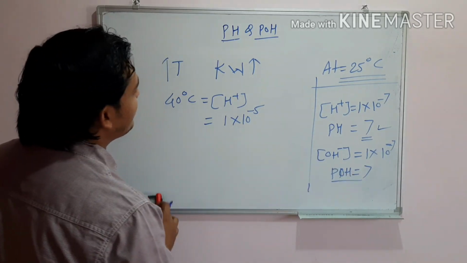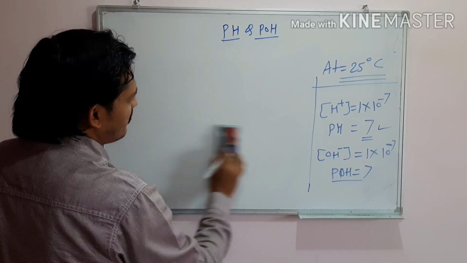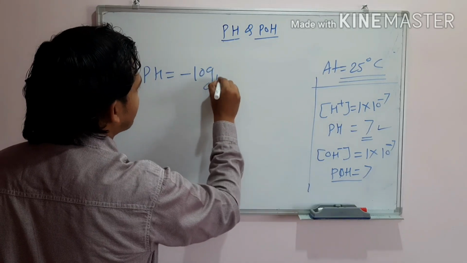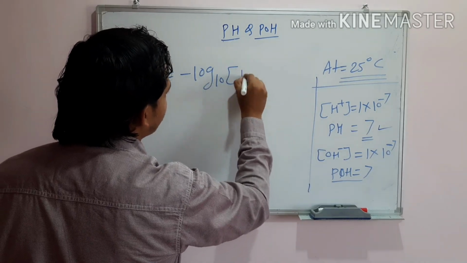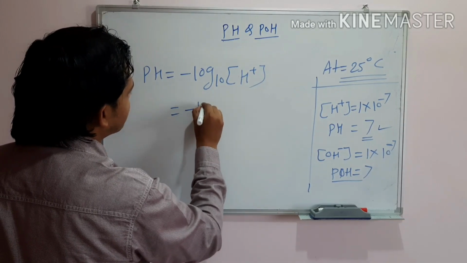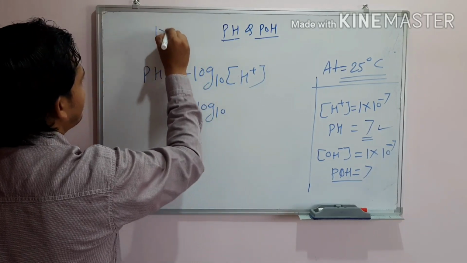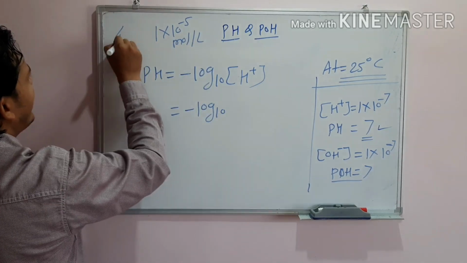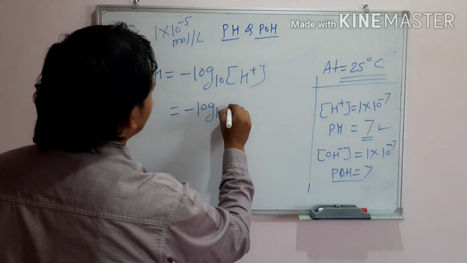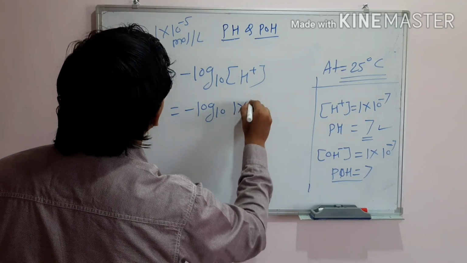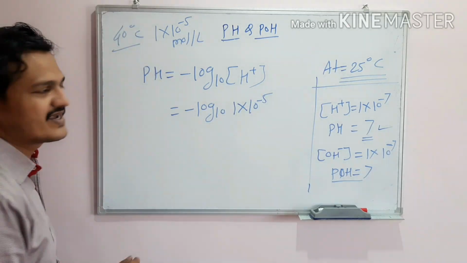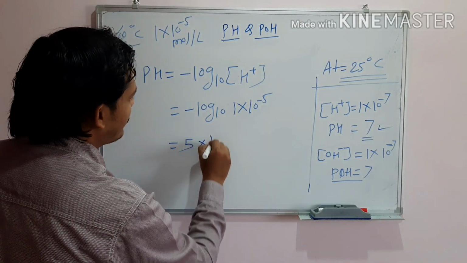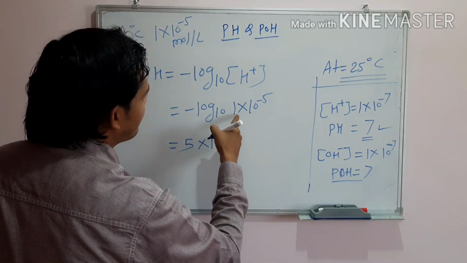So we have to calculate pH for 1 into 10 to the power minus 5. Okay, so the formula of pH is equal to negative log to the base 10 of the molar concentration of H plus ion. So minus log to the base 10 of 1 into 10 to the power minus 5 mole per liter or mole per dm cube at 40 degrees Celsius. So what is the calculation up to the base 10? 1 into 10 to the power minus 5. Okay, so minus that is equal to plus 5 into log to the base 10 of 10.